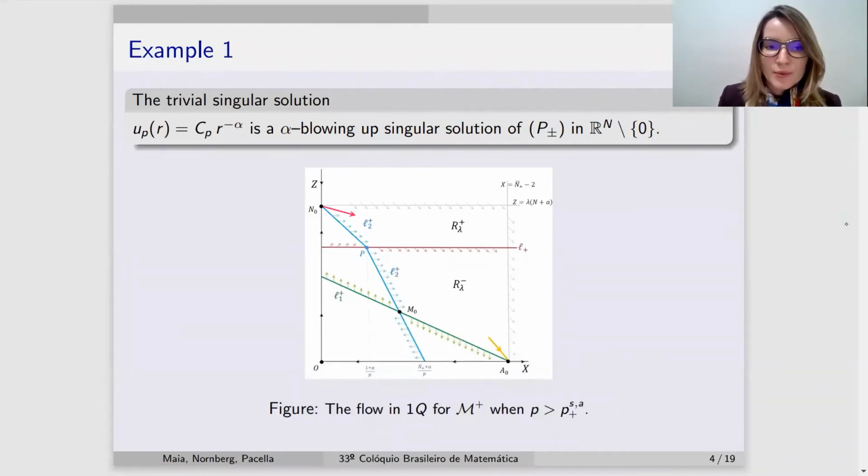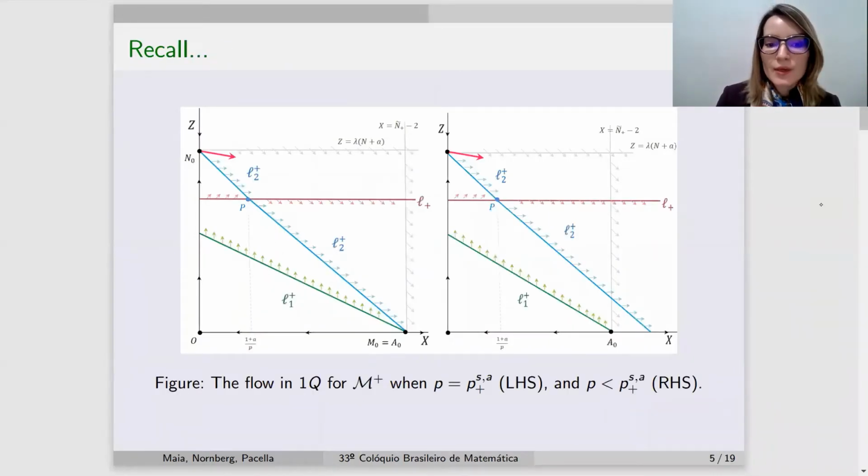As a first example, we can see that the stationary point M0, as far as we are in the region in this range, P larger than PS, is always a trivial singular solution for our problem. And it's alpha blowing up because it corresponds to this point M0. Recall that in the case of equality, we have M0 equals A0, and in the case P is less than this number, we have M0 in the fourth quadrant.